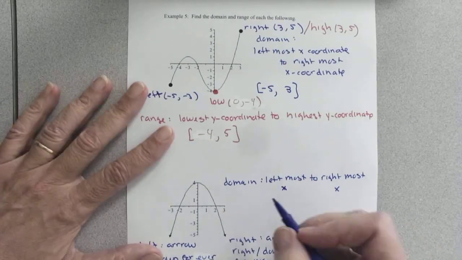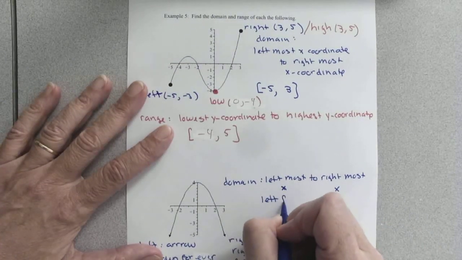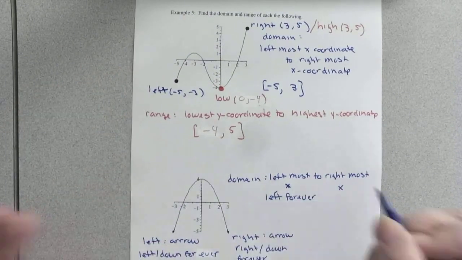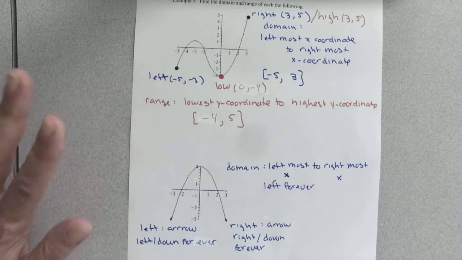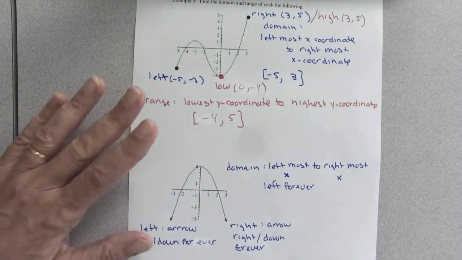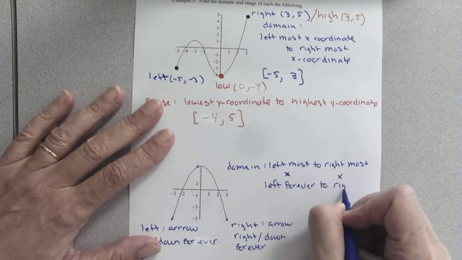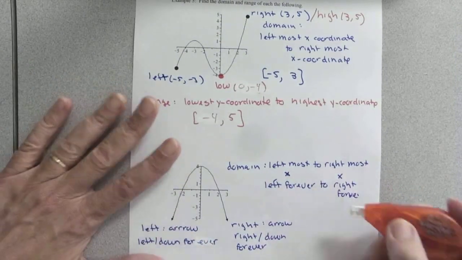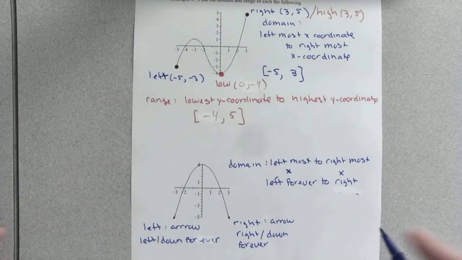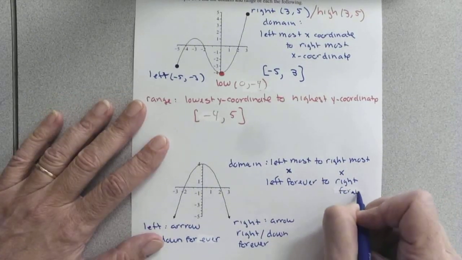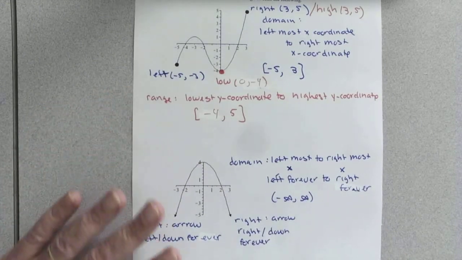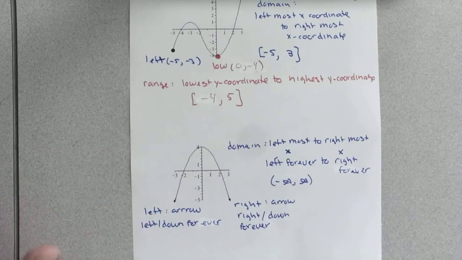So leftmost, what I've got here is left forever. I don't have a number. I just have that arrow, and it's going left forever. That's what I care about on the left. It's going left forever, to right forever. So the way we're going to express that is -infinity to infinity. Left is negative, forever is infinity.